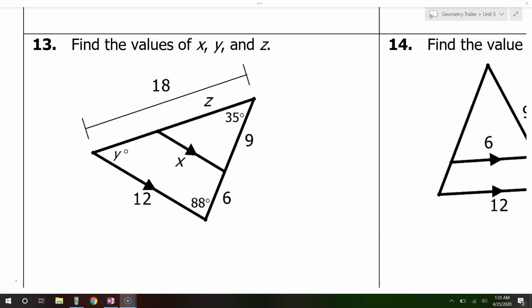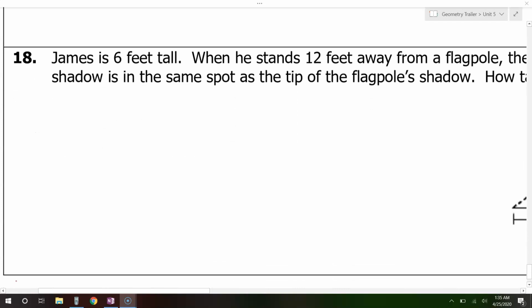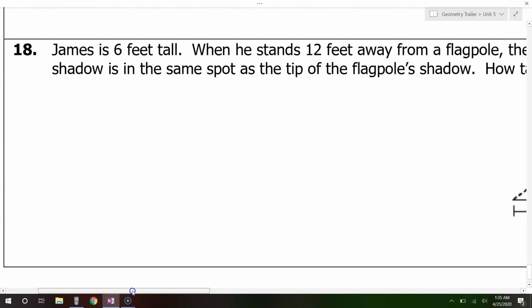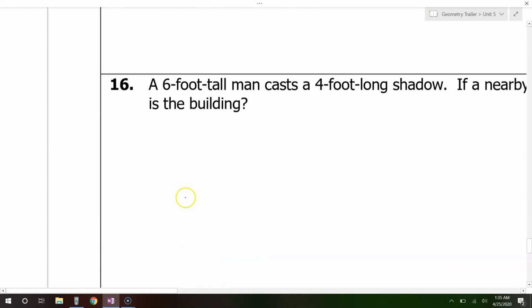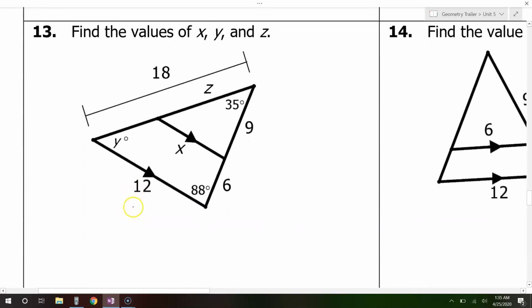In this video, I'm going to show you how to find some unknown values on similar triangles, and I'm also going to show you how to solve word problems involving similar triangles. All right, but first let's find these unknown values.